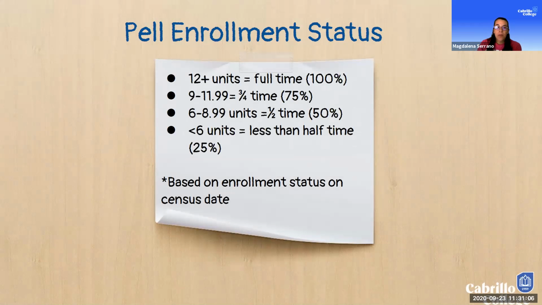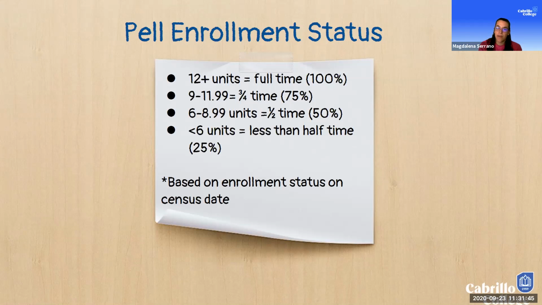So when you get your award letter, you will see that the awards listed are the maximum amount. That's based on if you are full-time. Some grants, how much money you get is dependent on your enrollment status. One of those that has certain enrollment requirements is the Pell Grant. So depending on how many units you're enrolled in, it will say how much of the grant you're eligible to receive. If you are considered full-time, that is 12 units or more, you will get 100% of that award.